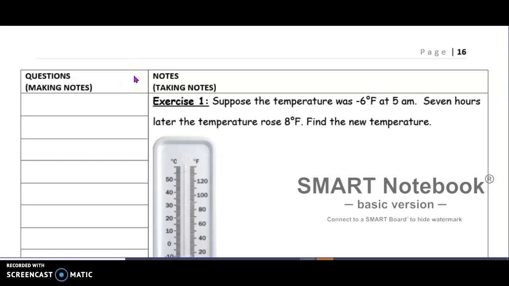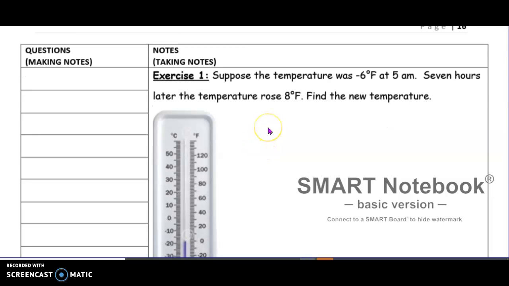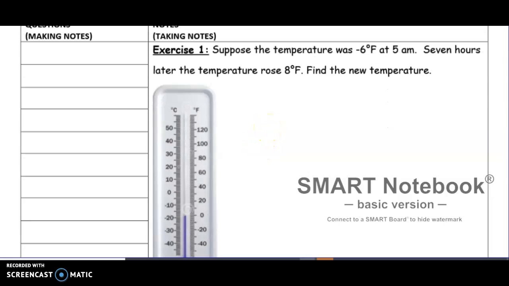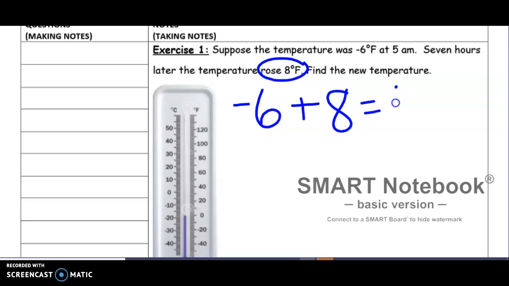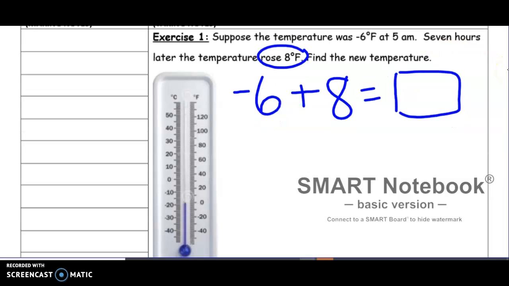So exercise number 1, suppose the temperature was -6 degrees Fahrenheit at 5 a.m. 7 hours later, the temperature rose 8 degrees. So it increased 8 degrees. Find the new temperature. Because it rose or it went up, we're going to talk about this in terms of an addition question. So the starting temperature was -6 and it rose 8 degrees. So we're going to add, find the new temperature. Now, the fact that it happened at 5 a.m. and that 7 hours passed, that's like extra information. We don't actually need that.